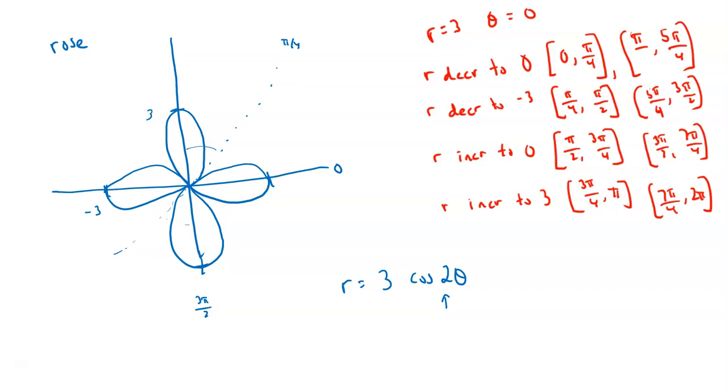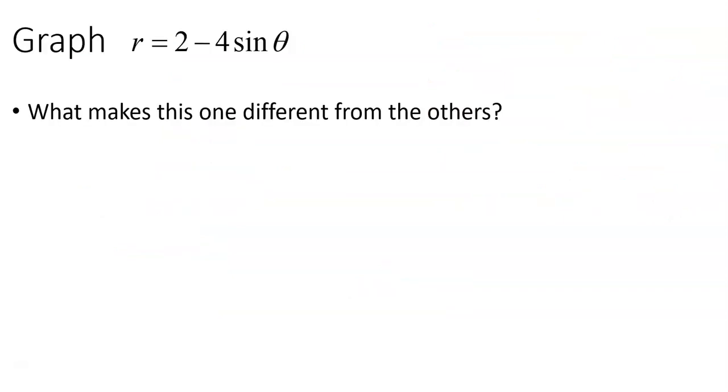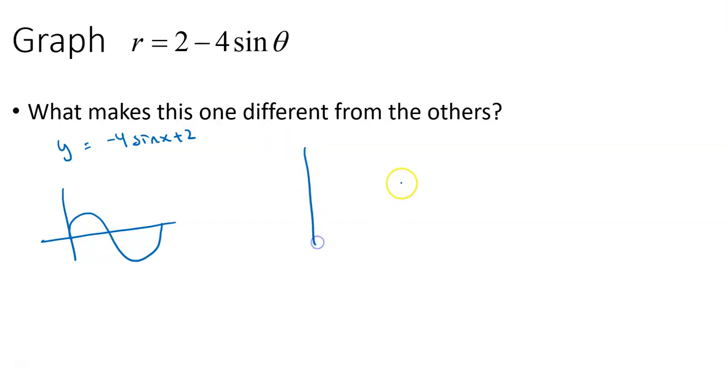All right. The other two can be graphed the same way. This one is a little funky. r equals 2 minus 4 sine theta. And that's because what happens when we graph negative 4 sine of x plus 2? When we do negative 4 sine of x plus 2, instead of it going from 0 to 1 and 0 to negative 1, it would go from negative 4 to 4. But then it's also negative, so it goes underneath. So it comes down here and back up again.